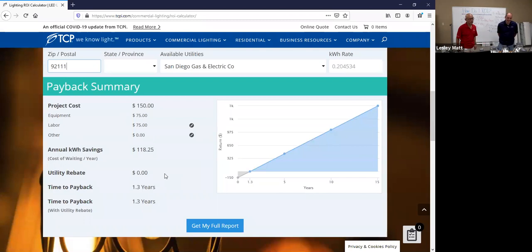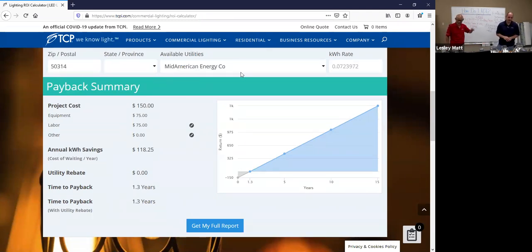So she has no utility rebate. However, if you look at her kilowatt hour rate, it's 50 cents. Wow. And without that rebate, the payback is 1.3 years, just by doing a flip-flop. That's crazy. We had somebody else do this, and we could do this all day. That is a super high energy cost.